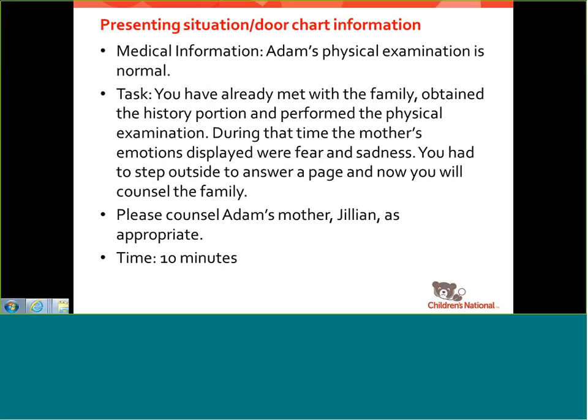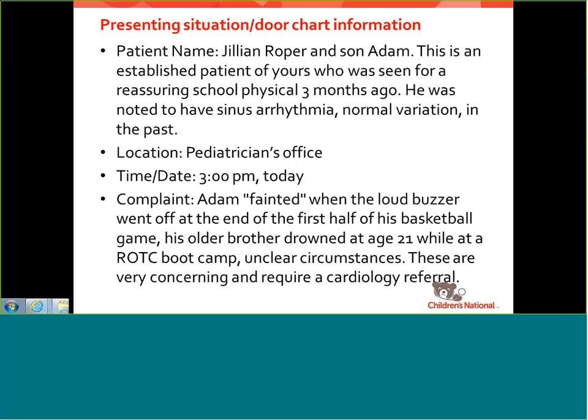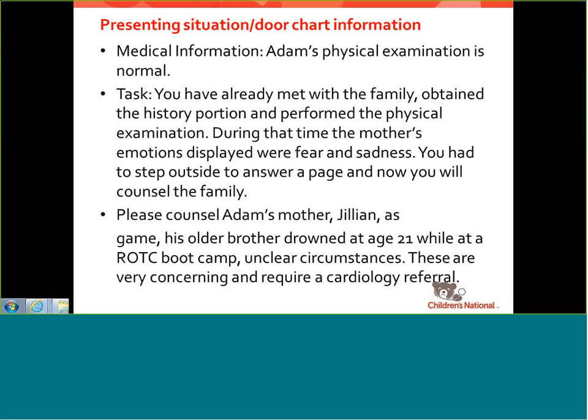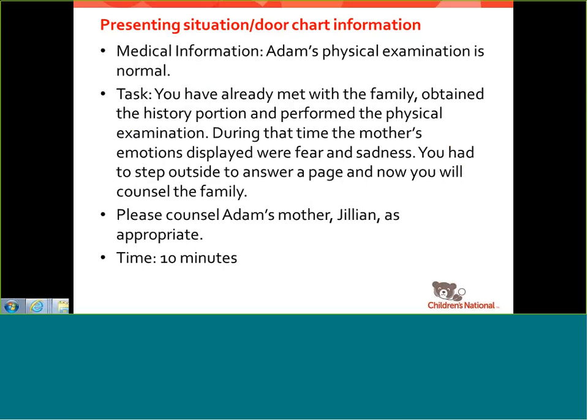We use another case to stimulate the residents as well. In this one, the patient has a true cardiac disease. There is a significant history. This patient fainted because of a loud buzzer. If there is any electrophysiologist on the call, they will tell you that this can suggest long QT syndrome. The other concerning thing is that the older brother drowned at 21 years of age with really not much data provided, so that's also concerning. This is a patient who will need referral.